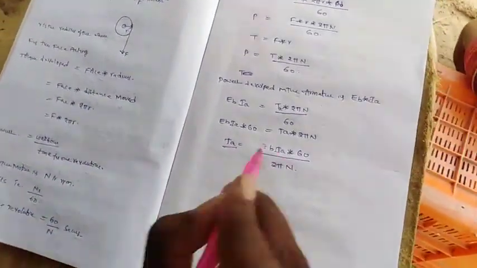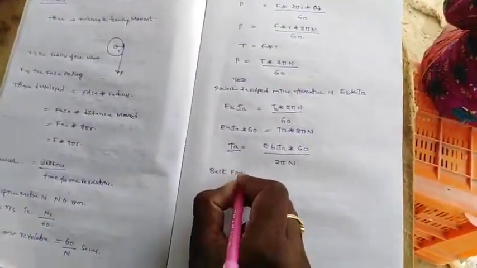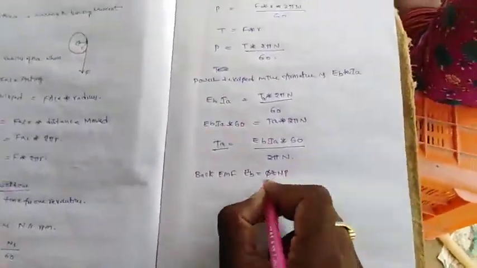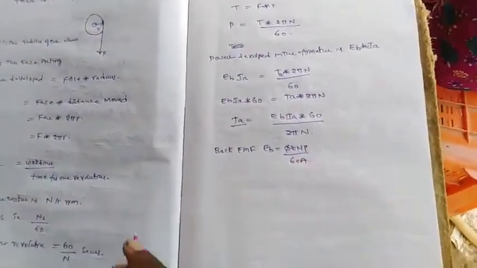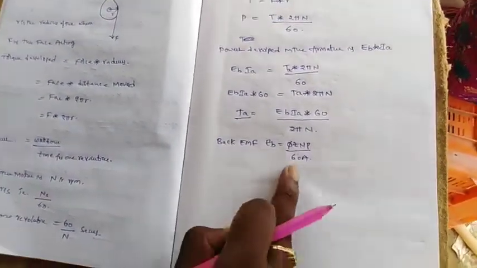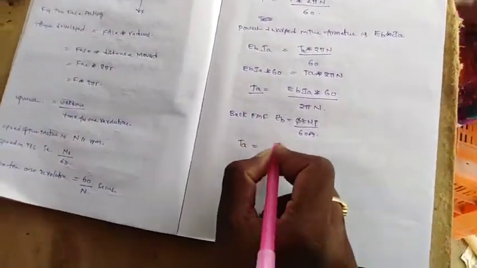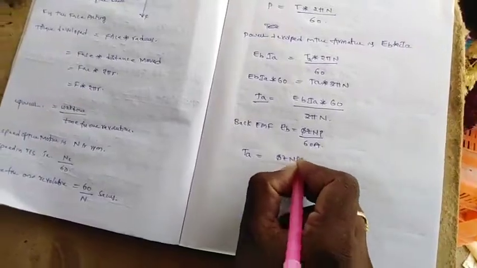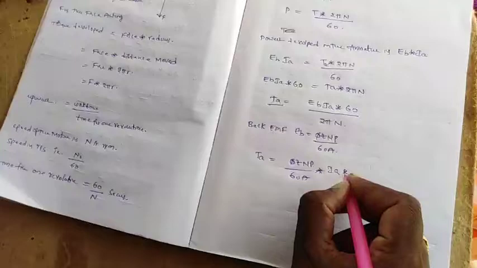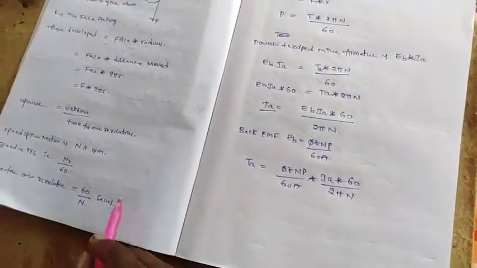We have another formula for back EMF: EB equal to pi Z N P by 60 A. Substitute this EB in the above equation. We get armature torque equal to pi Z N P by 60 A into IA into 60 divided by 2 pi N.